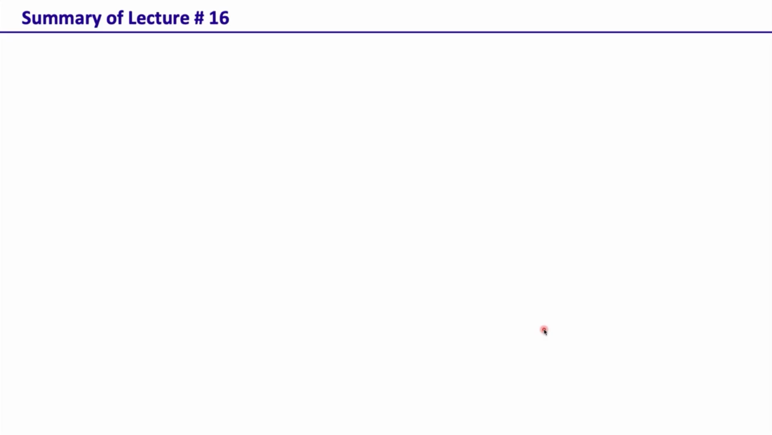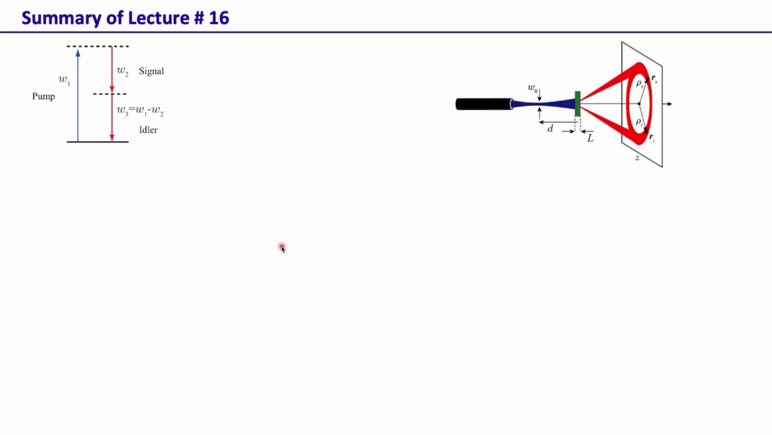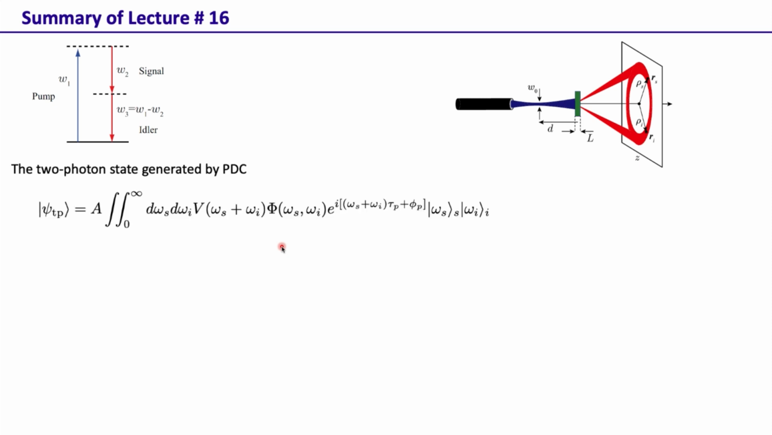First, let's look at what we did in lecture number 16. In lecture number 16 we were studying parametric down conversion as a non-linear optical process that can produce a two-photon entangled state, and we looked at it in quite some detail. Earlier we had derived the two-photon state produced by parametric down conversion using the quantum formalism.